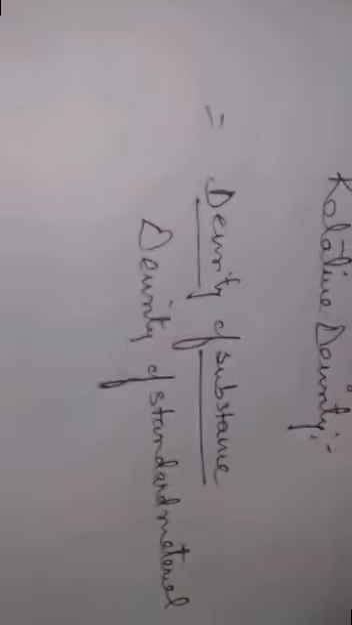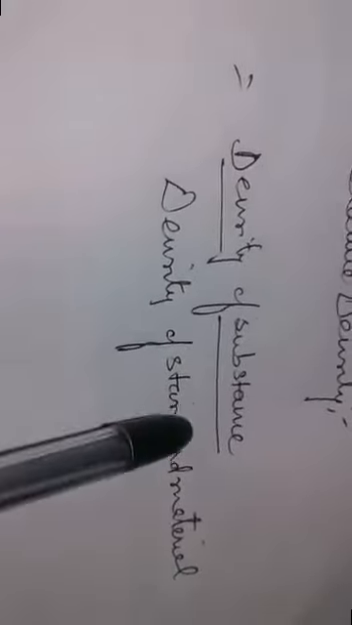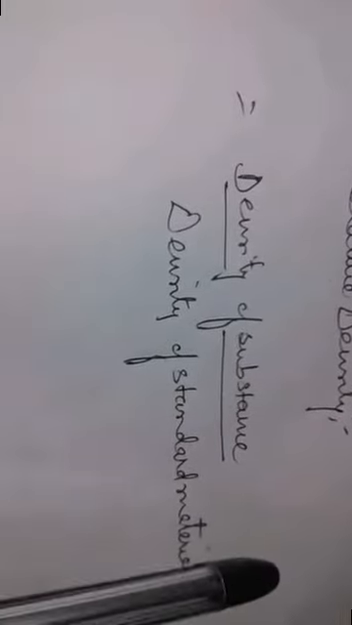Next is relative density, which makes the previous activity more clear. The question is, what is relative density? Relative density of a substance is defined as the ratio of the density of the substance to the density of a standard or reference material, that may be water. In simple words, the density of a substance divided by the density of a standard material is called the relative density of a substance.